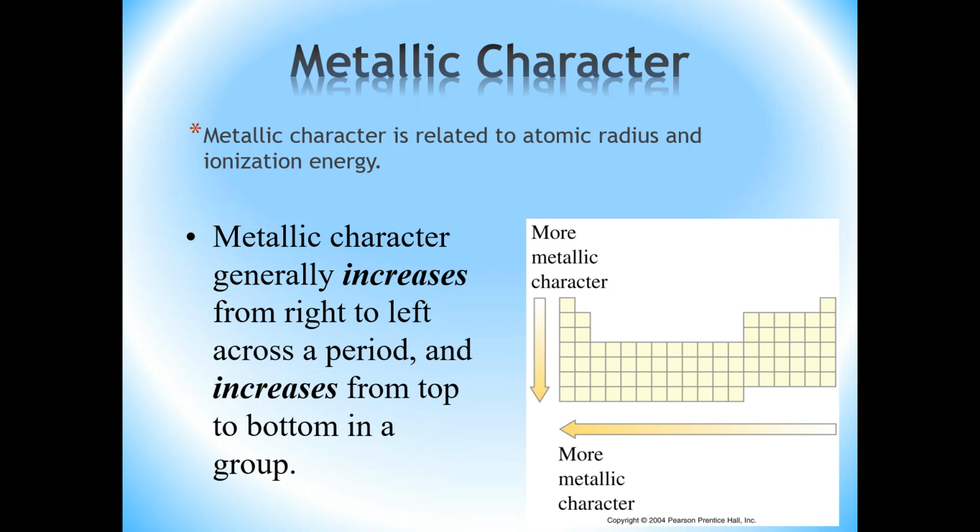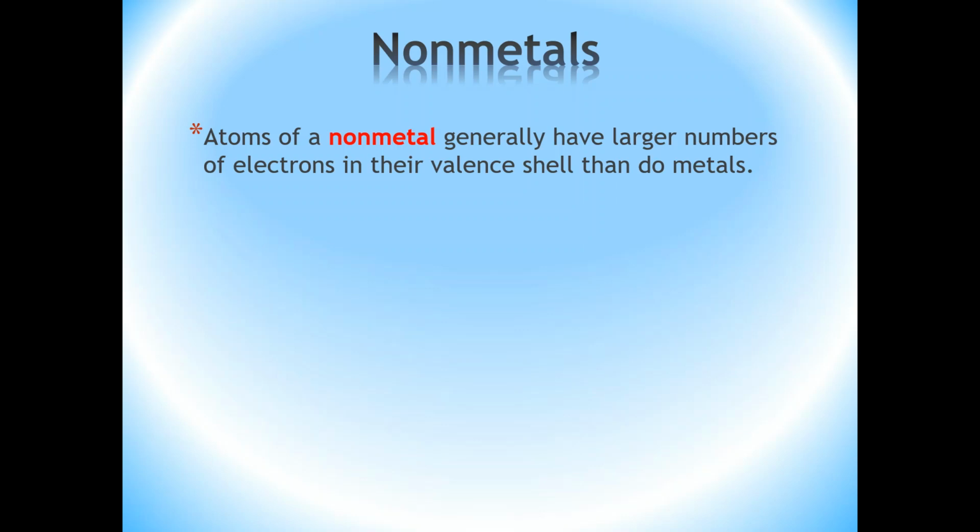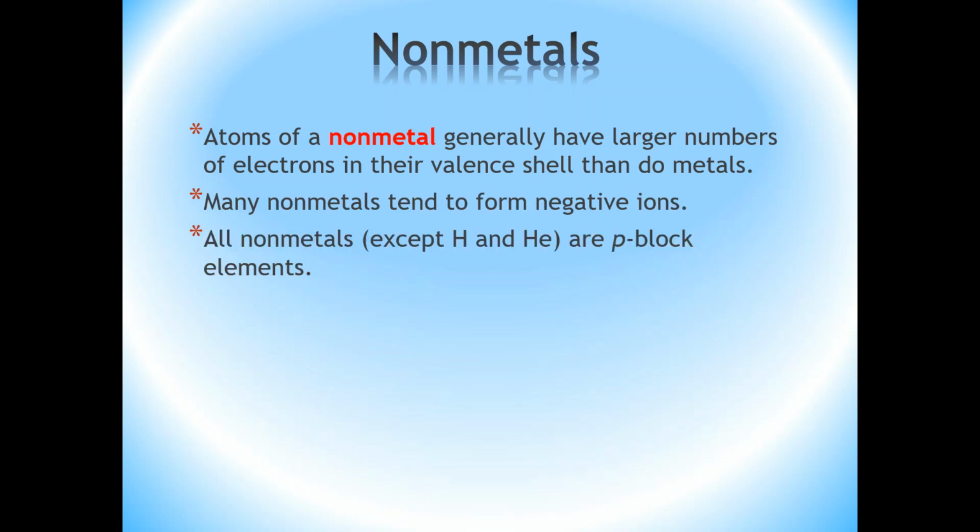Now, nonmetals, on the other hand, tend to have four or more electrons in their outer shell, their valence shell, and they tend to gain electrons to form negative ions. And pretty much all nonmetals are p block elements, with the exception of hydrogen and helium, which are s block elements.